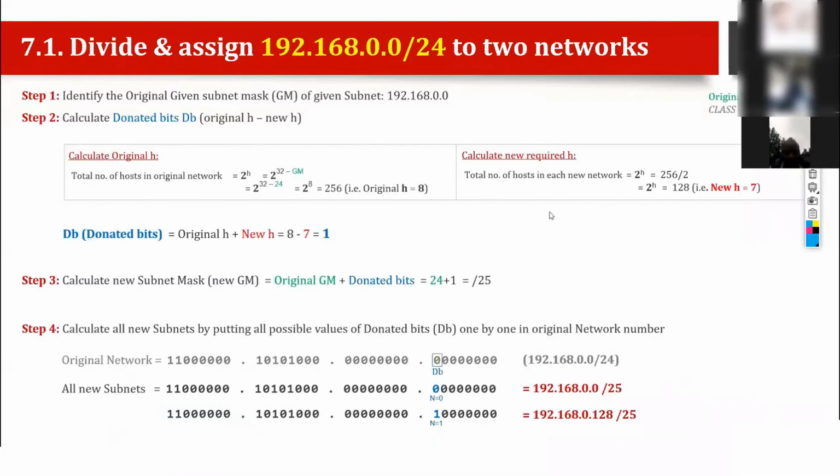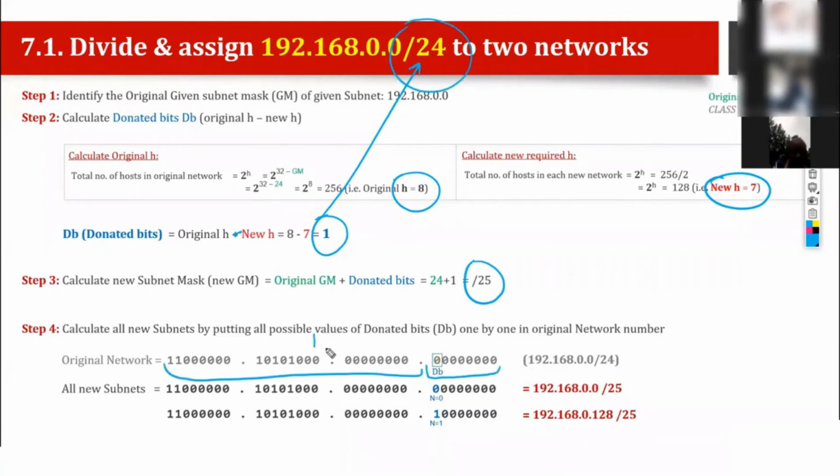We found our donated bits with the help of the original and new values of h. We subtract them, and then we get the donated bits. These donated bits we add to the original subnet mask, and we get the new subnet mask. Then in our host portion, we know that the original was /24, so it means 24 bits were the network portion. In the host portion, we start from the leftmost side and start substituting the values of donated bits, all possible combinations. If the donated bit is 1, of course, it gives us 0 and 1 only.